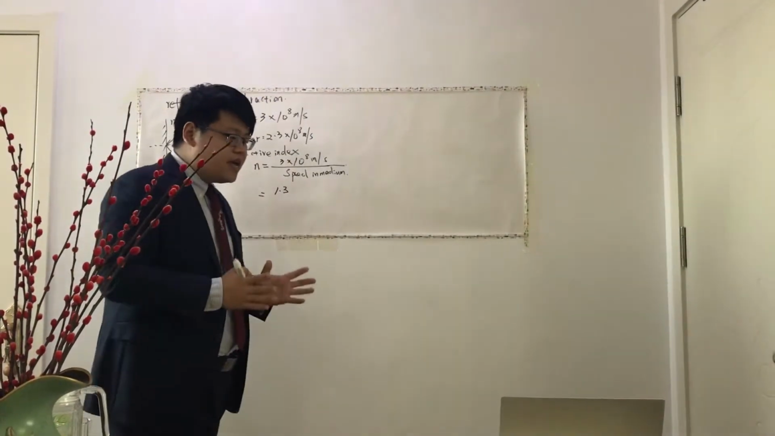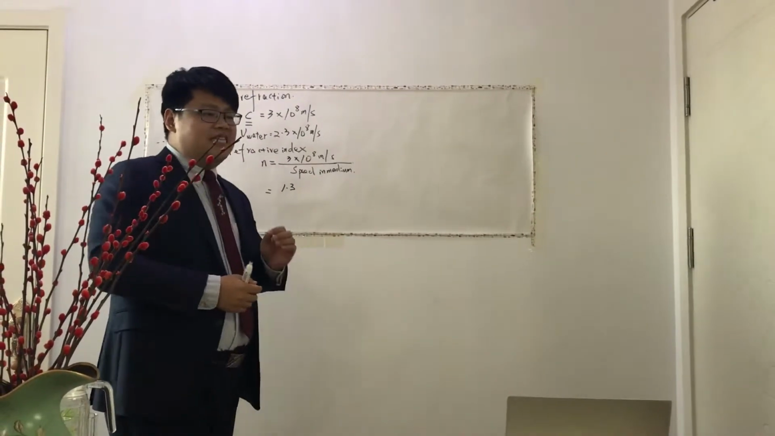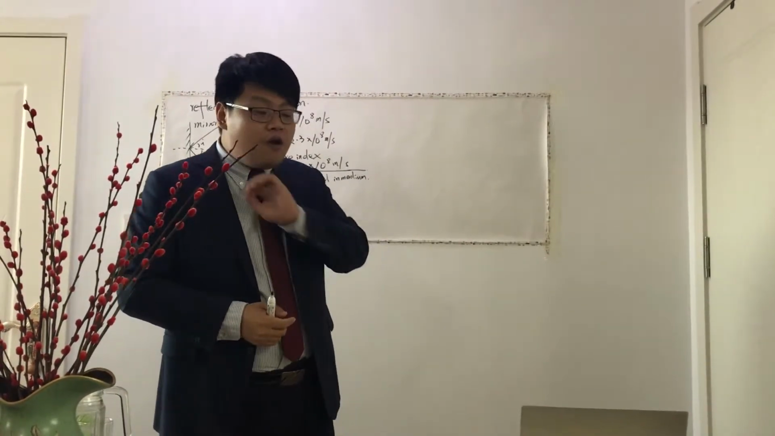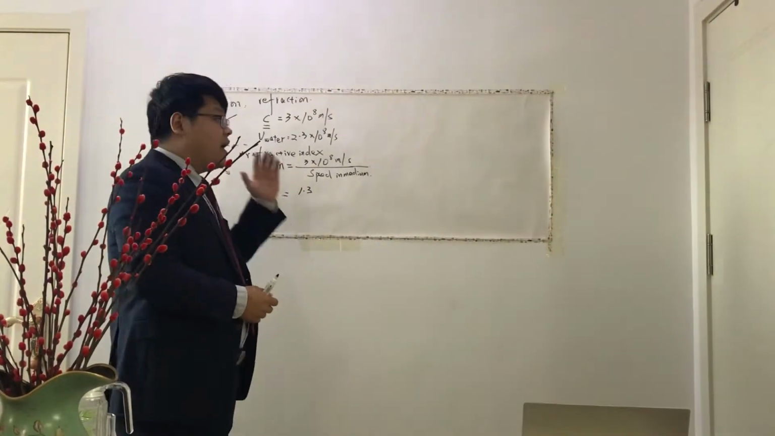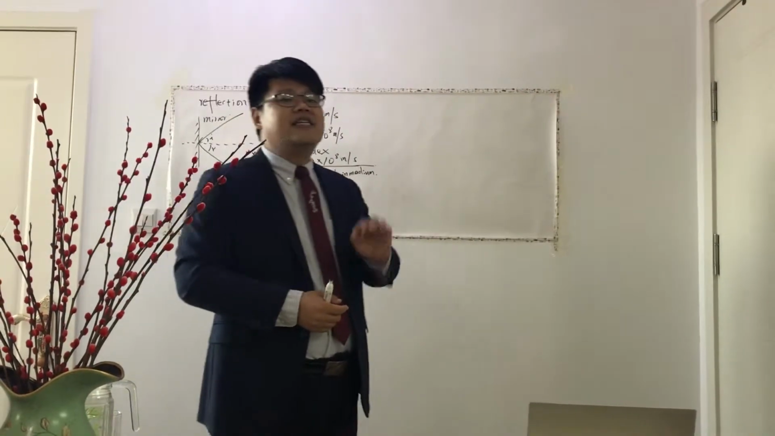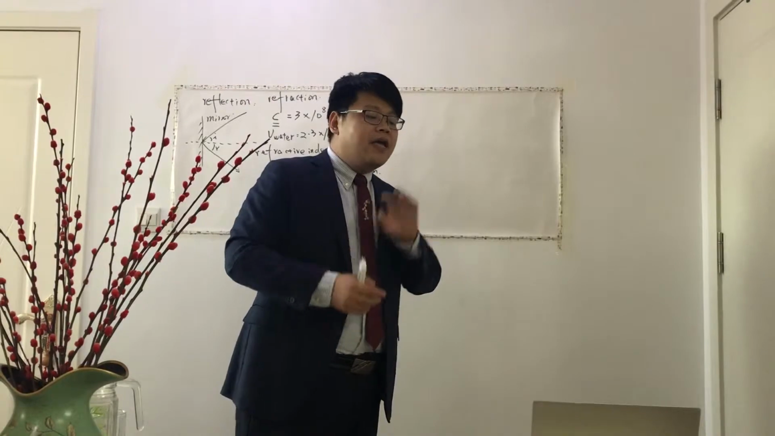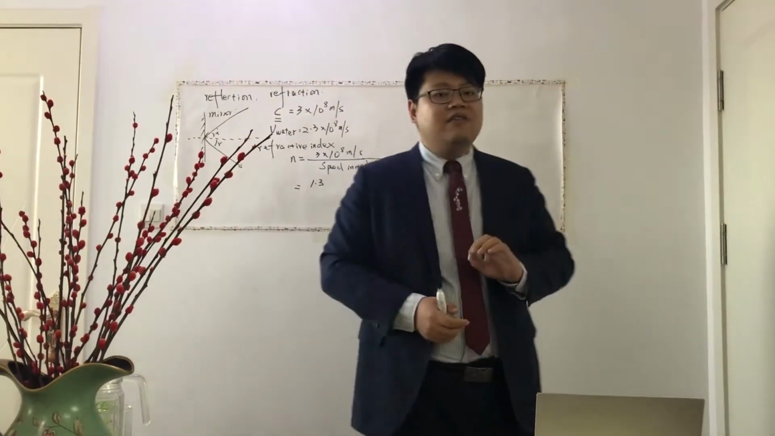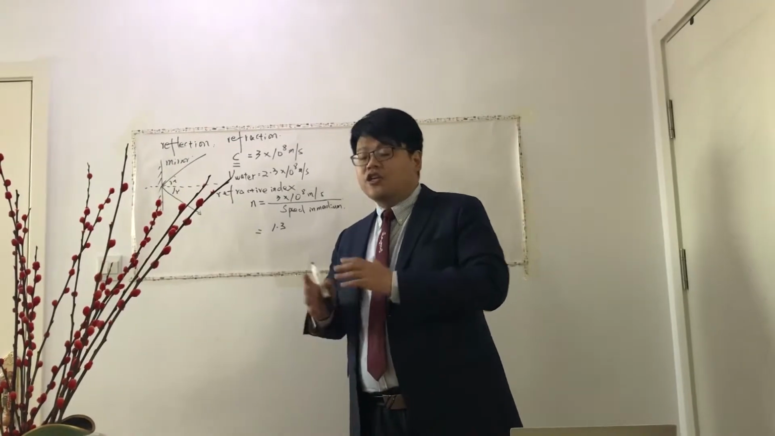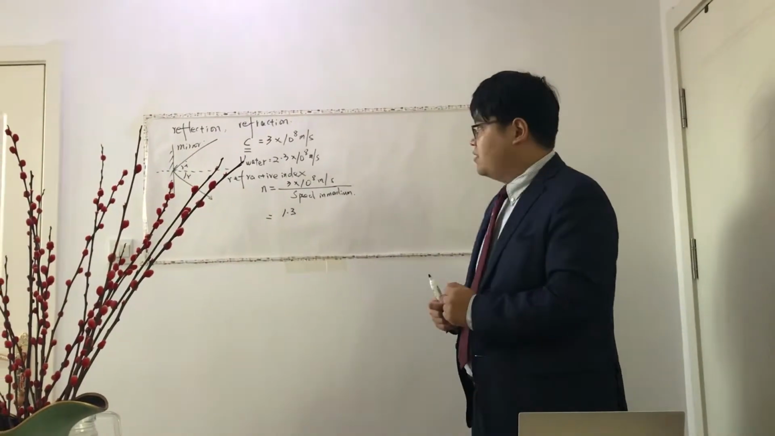Here's a question for your homework. Now, if I say that the refractive index of diamond is 2.5, I want you to go back and find out the speed of light traveling in diamond. Given that the refractive index of diamond is 2.5, it should be very straightforward.